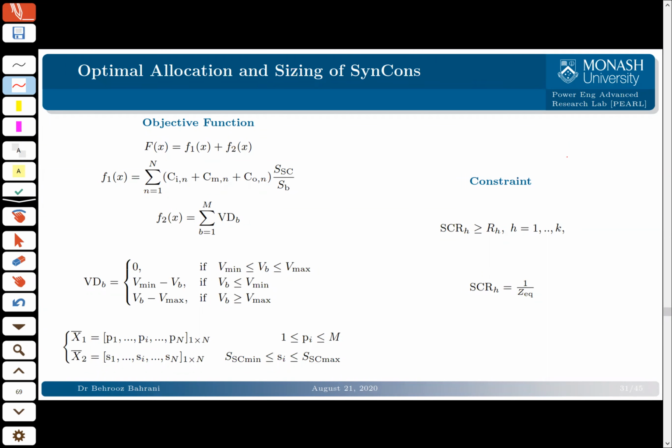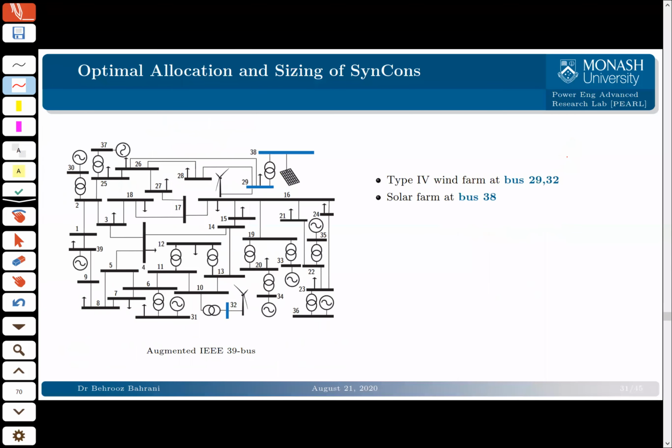So we are hoping that the second approach would give us a better optimization or optimal allocation. But I will be only talking about the optimal allocation of the first method that we did. And we actually created this model in PSCAD. It's an augmented IEEE 39 bus, and we have added wind turbines and solar farms at different buses in this system. And we wanted to see where we should install a SynCon to give us the best performance.